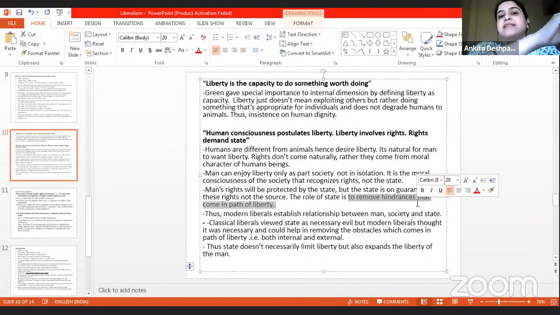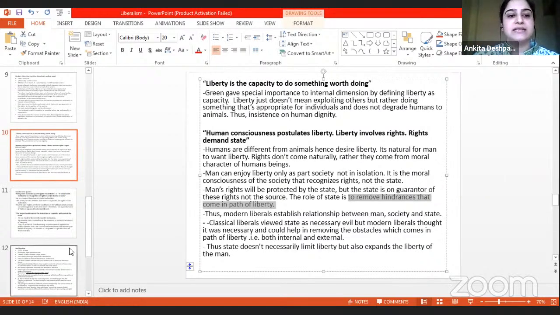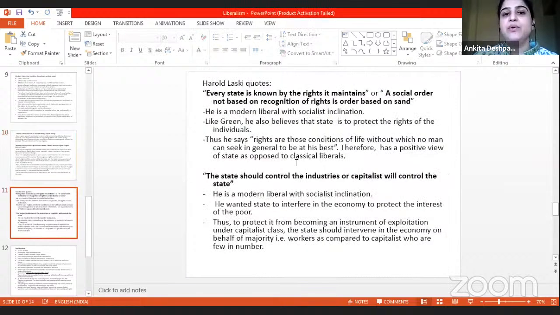Society, which recognizes rights, is more important than the state. Society is more important than the state. Now let's come to Harold Laski. Harold Laski said every state is known by the rights it maintains. A social order not based on rights or recognition of rights is nothing but based on sand.